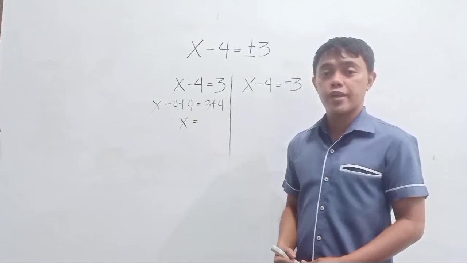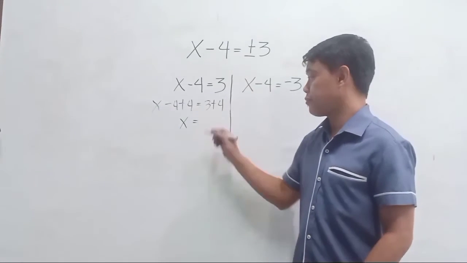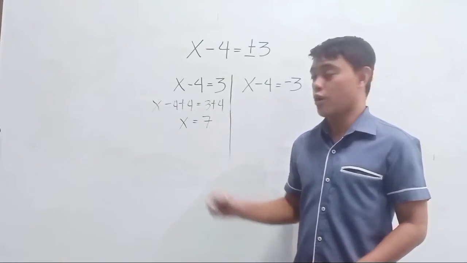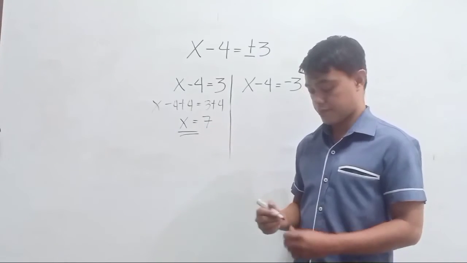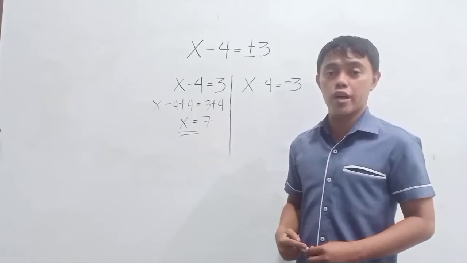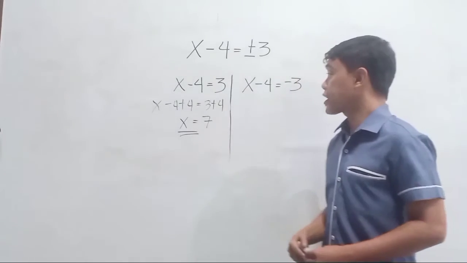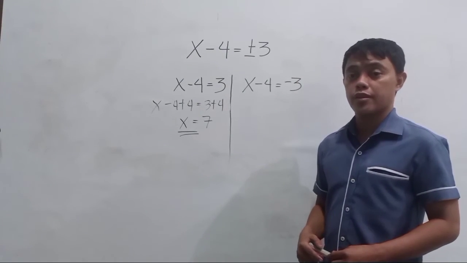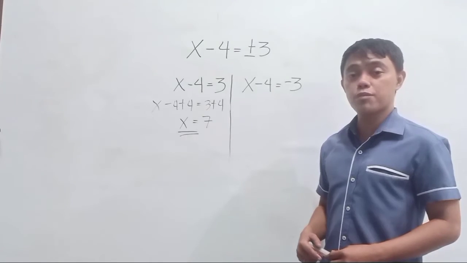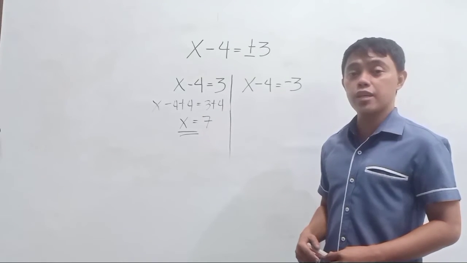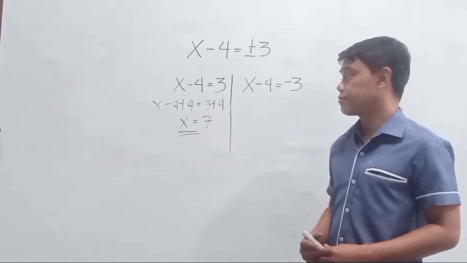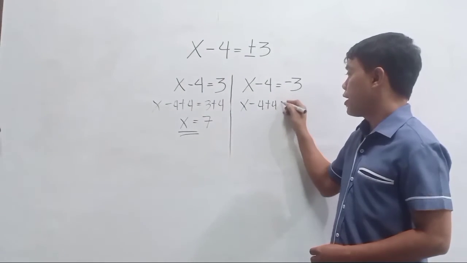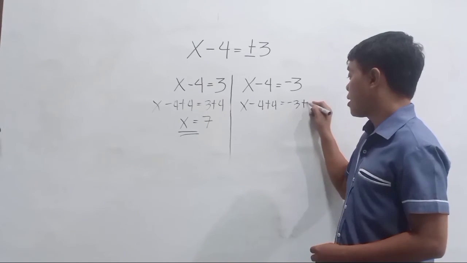3 plus 4 is equal to 7. So the value of x is equal to 7. How about the other one? x minus 4 is equal to negative 3. Apply the addition property of equality by adding 4 to both sides. x minus 4 plus 4 is equal to negative 3 plus 4.